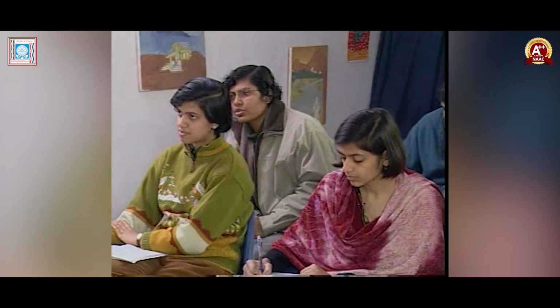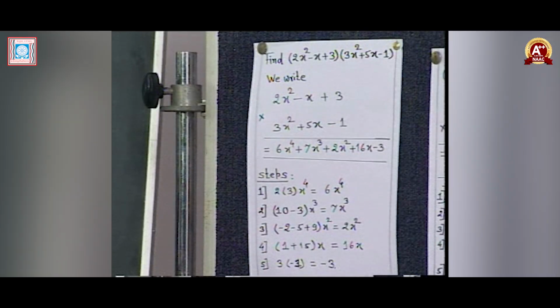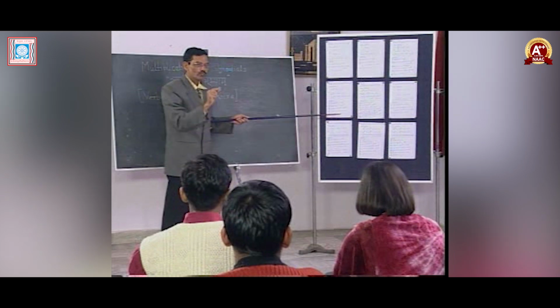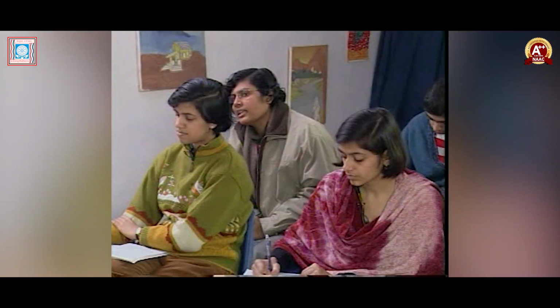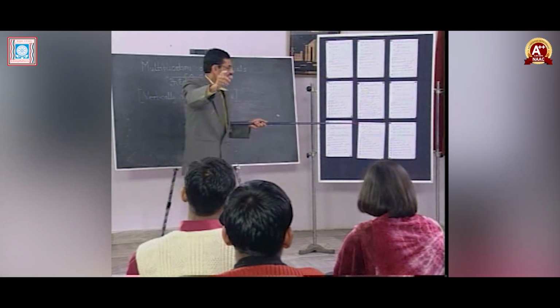Next, 2 into minus 1, that is minus 2. Then minus 1 into 5, that is minus 5. Then 3 into 3, that is 9. So in total, minus 2 minus 5 and plus 9, that will be 2x square.